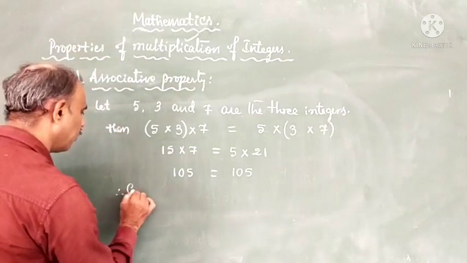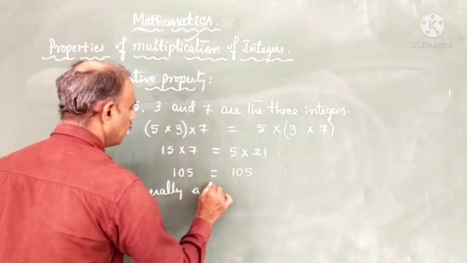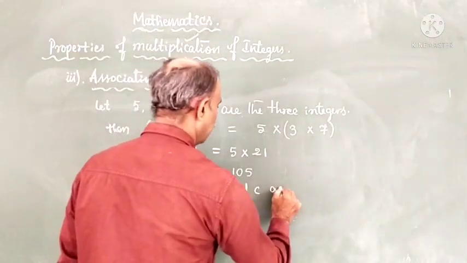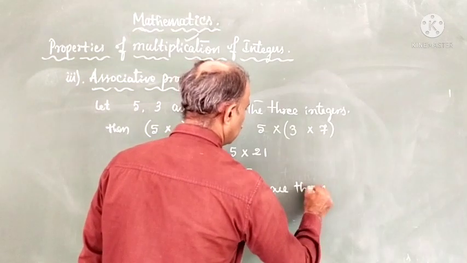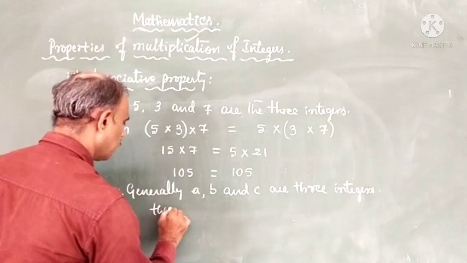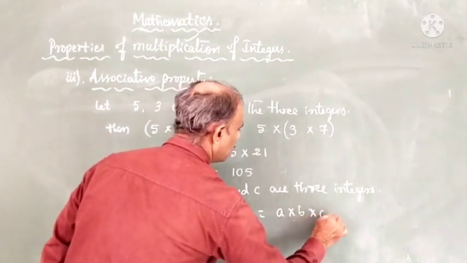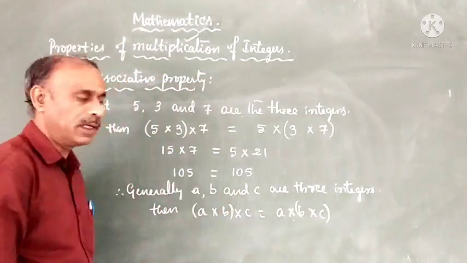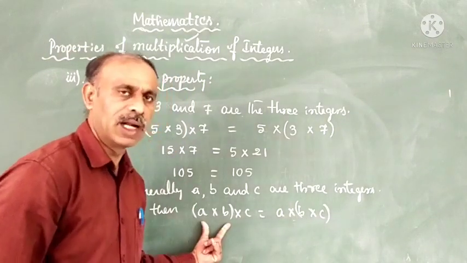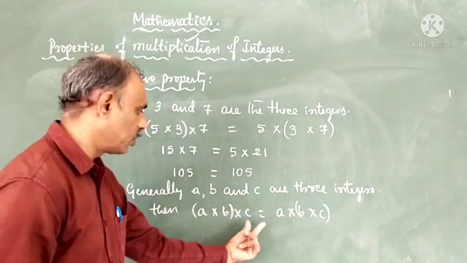So therefore, generally what we can write? A, B and C. So three integers we use. Then A into B into C. Same. A into B into C. Right? They are equal. It means we are just grouping the numbers in a different manner and we find the product. So there is no change in the product value. Product we are going to get the same. So that is what the equal sign means.